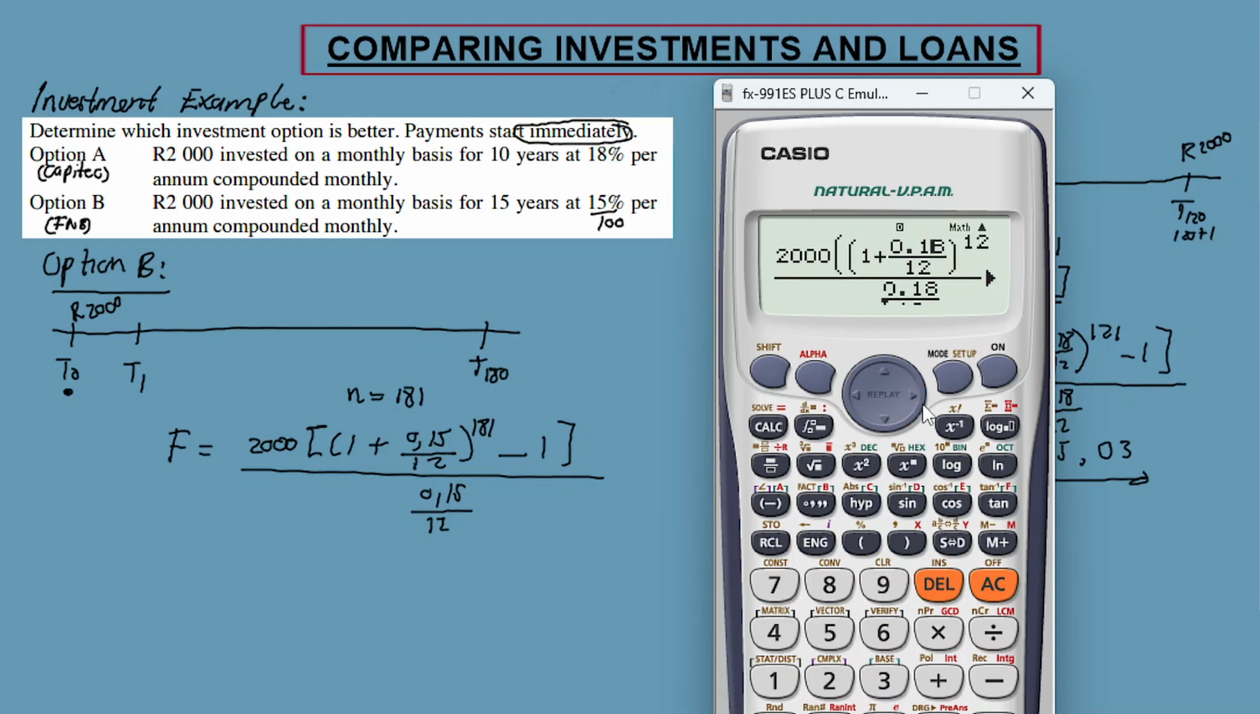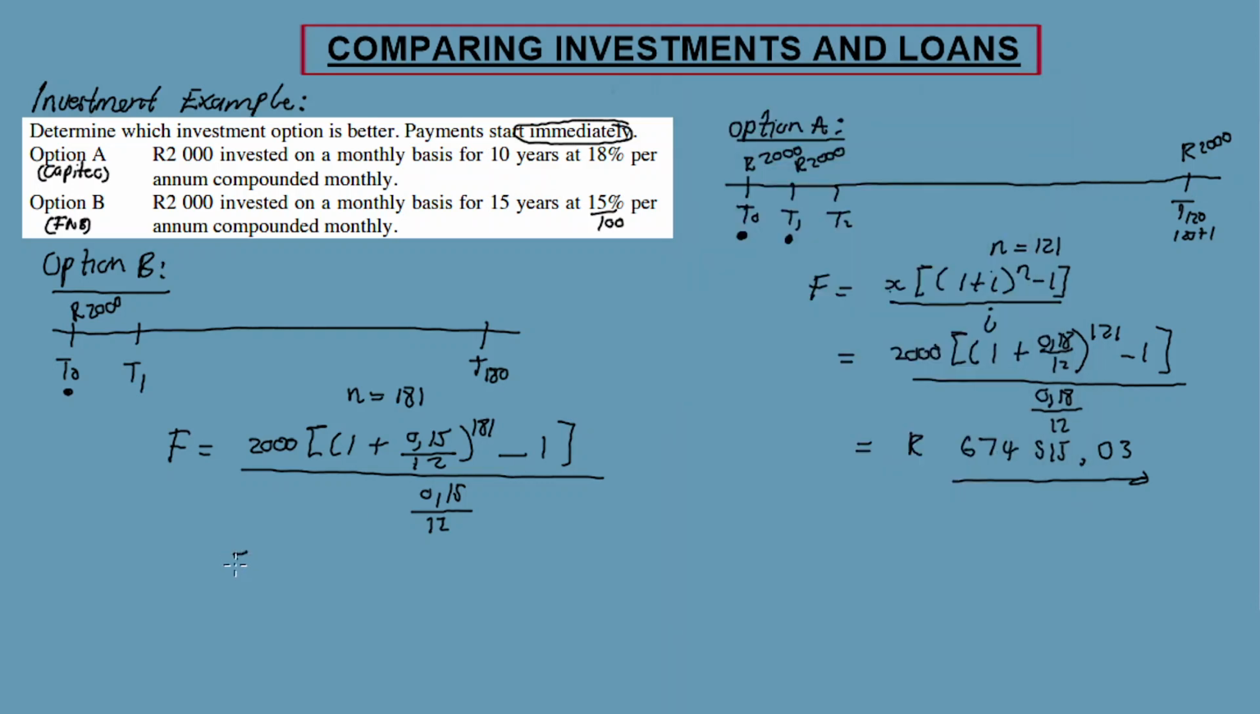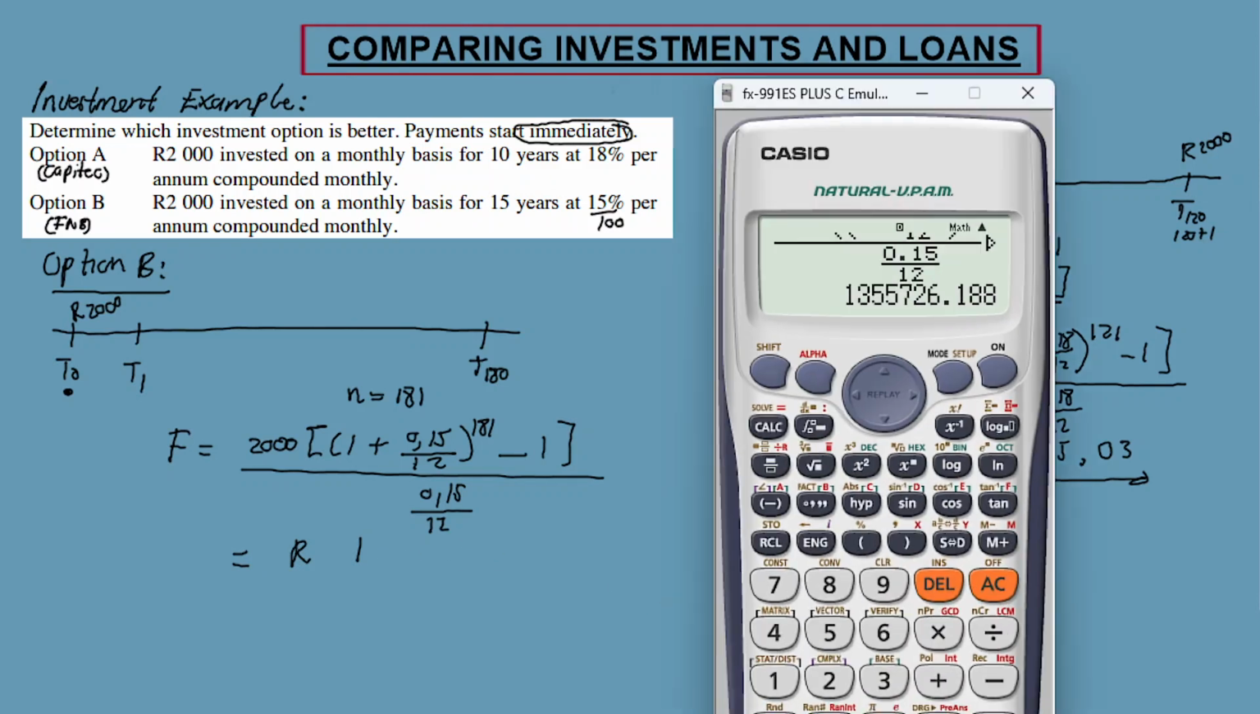So it's 2000. This time you're changing it to 15%, and n to 181. So our answer is, whoa, it's a million. So it's 1,355,726. So it's obvious which option is better.